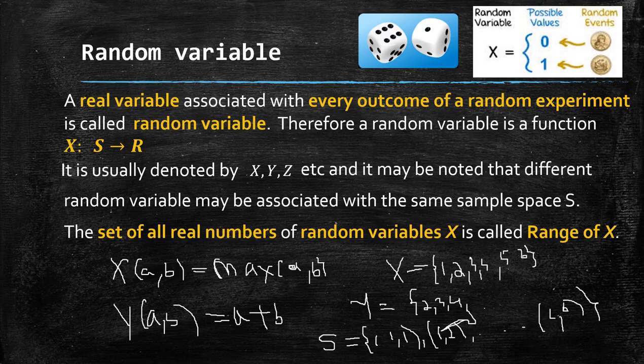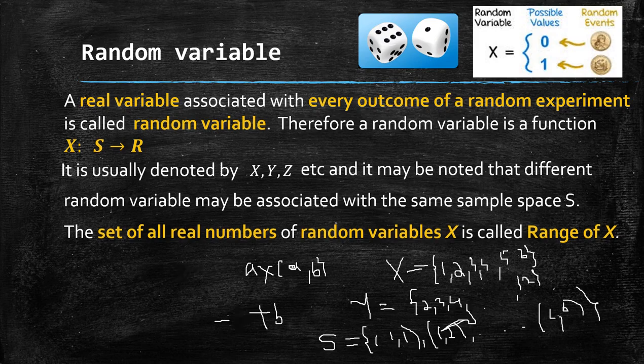Different random variables can be taken for a sample space. Yes, for the given sample space, we can take different random variables. Now let me give one example. Suppose a coin is tossed twice. How many possible outcomes are there? That is 2 squared, 4 possible outcomes: head head, head tail, tail tail and tail head.